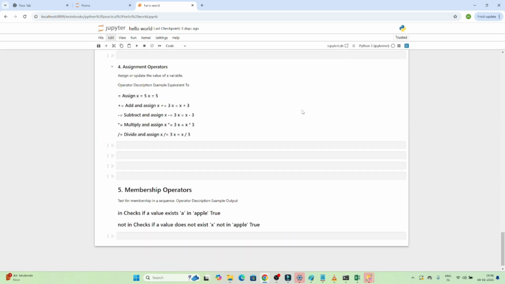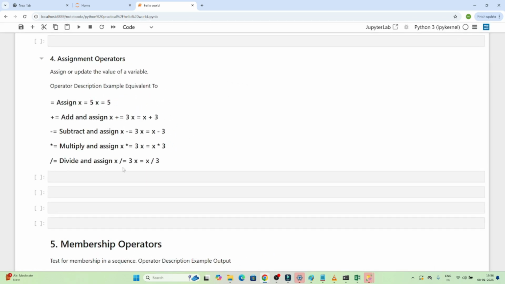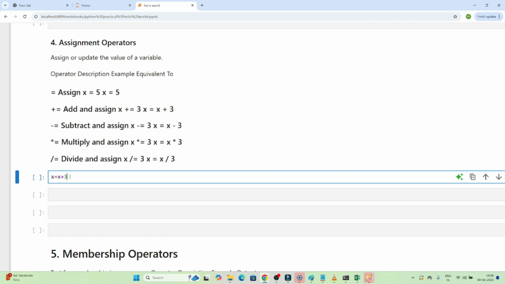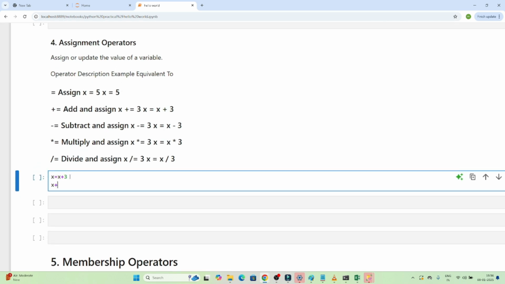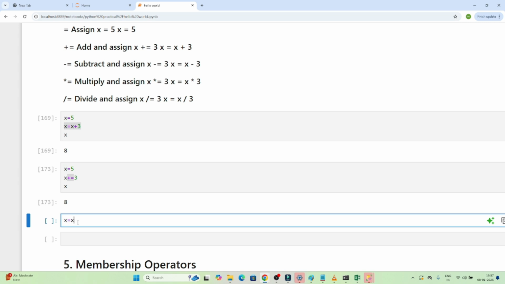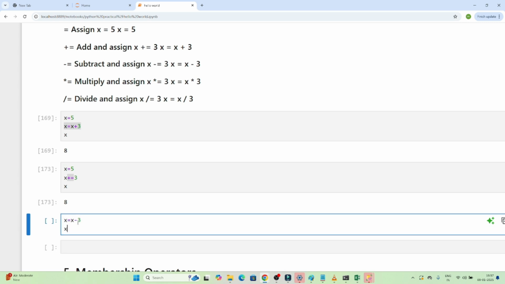Now after that we have the assignment operator, and this is an important one. Now suppose you are writing x equal to x plus 3. Instead of writing the whole thing, x equal to x plus 3, you can write it like this also: x plus equal to 3. Both are the same. If you had to subtract, instead of writing x equal to x minus 3, you can write x minus equal to 3. Both will be the same.